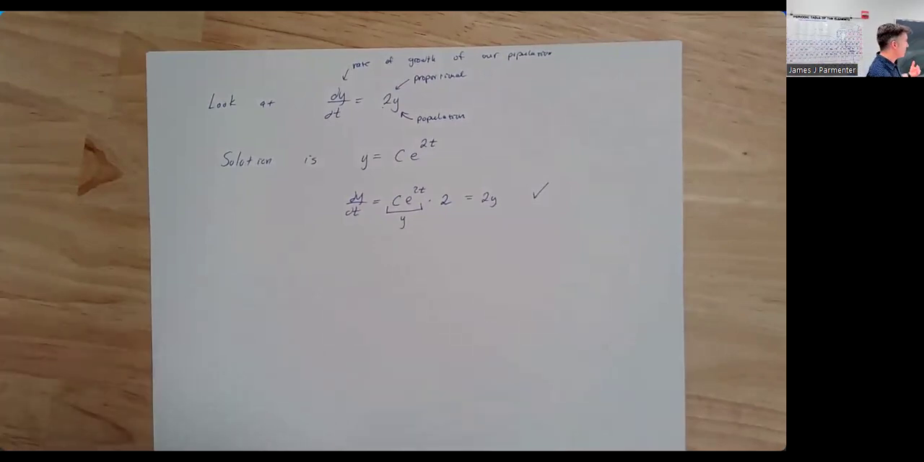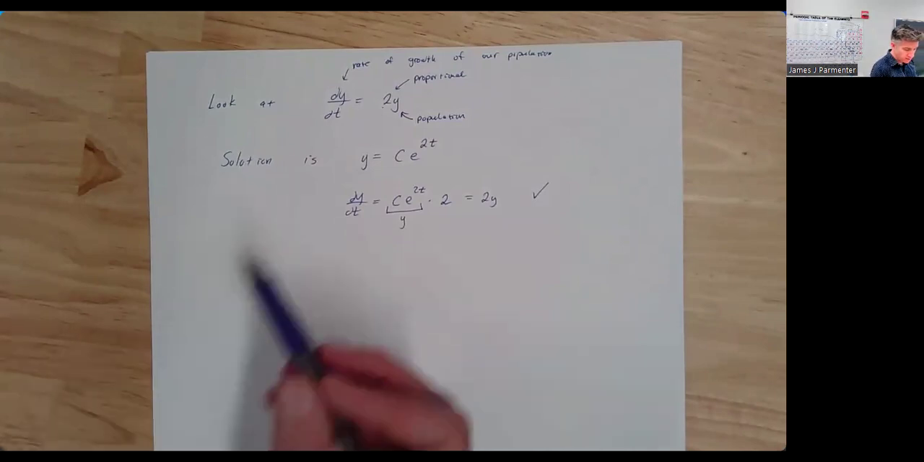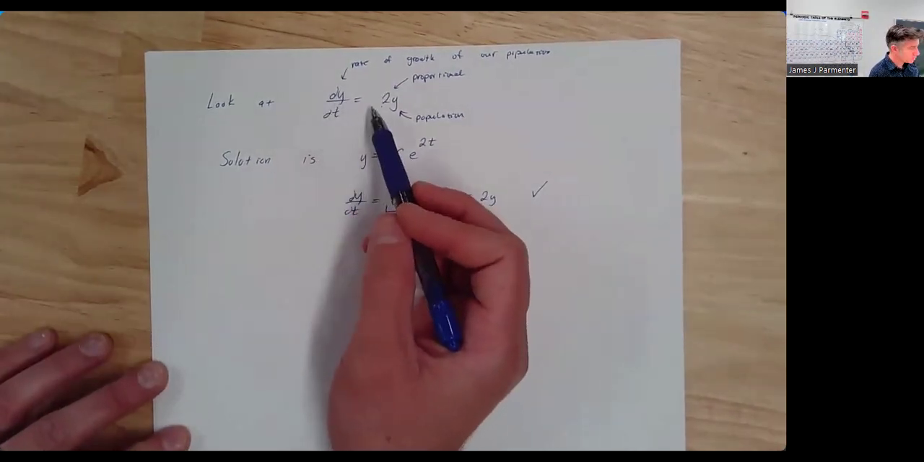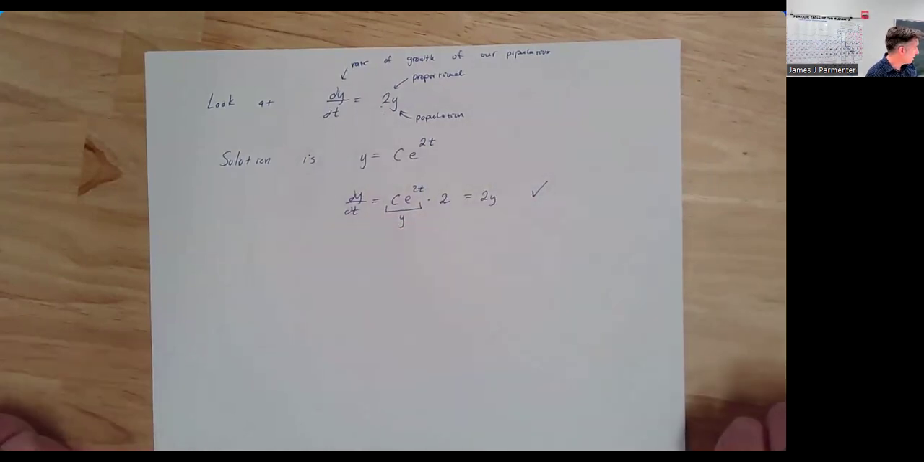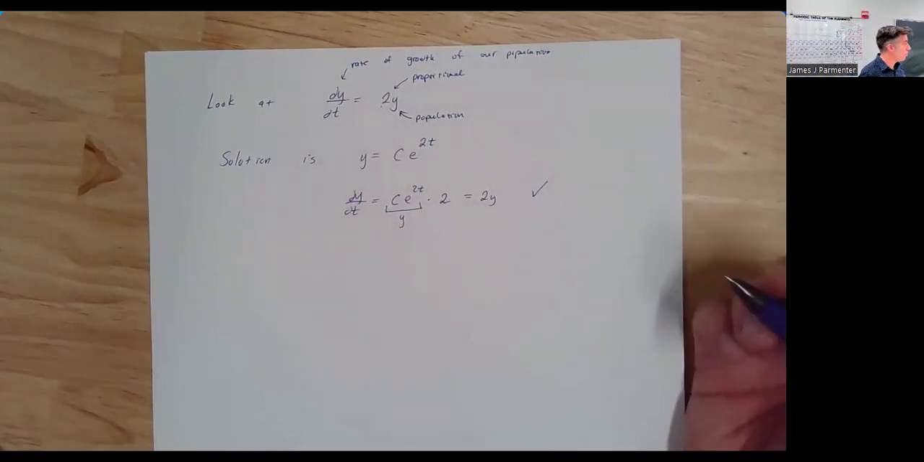And this is what we often think about when we think about how a population grows, right? If there are more people, well, more people can make more people faster. And so the more and more people you have, the faster the population grows. So often we say that the rate of change of a population is proportional to the population size. And that's going to lead to an exponential growth model.